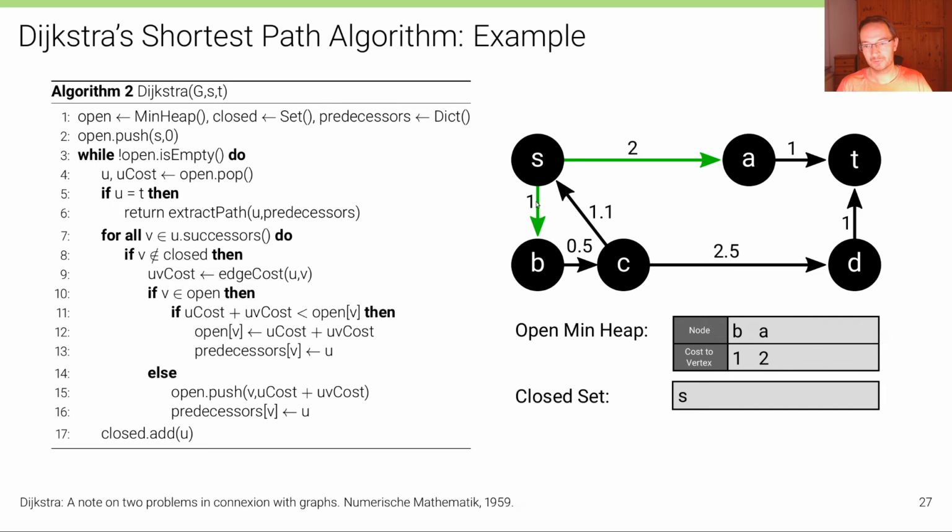And of course, the cost to move to B is the cost for being at S, which is 0, plus this edge cost. So it's 1. And the cost from S to A is 0 plus 2, so it's 2. And here I have already sorted that list so that I can always pop this smallest element here.